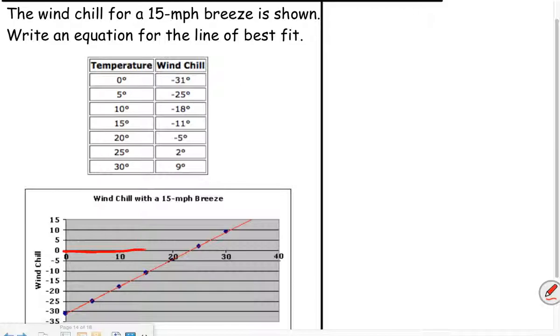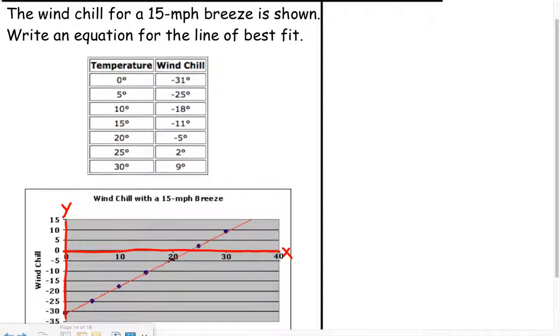x-axis is actually right here, and then our y-axis is right here. So that's a little bit different because we go into negatives because we're talking about wind chill. So wind chill can get into the negative numbers. So there is our x-axis. Here's our x. Here's our y.